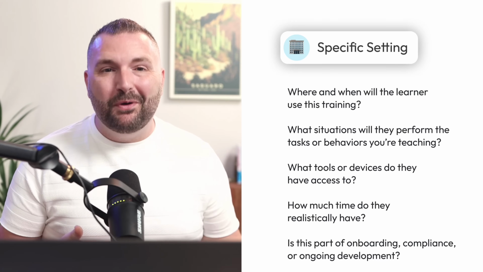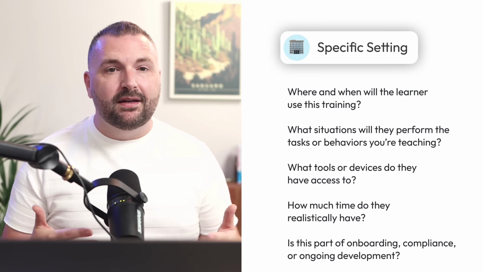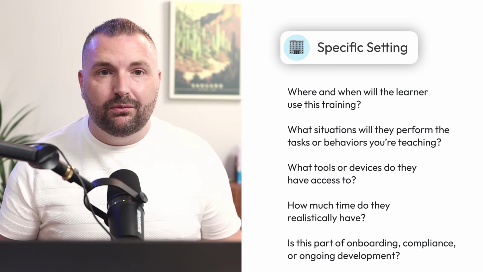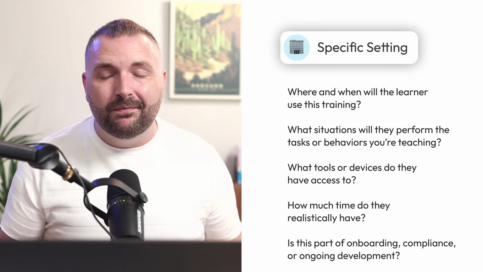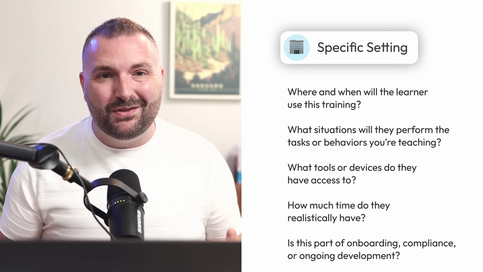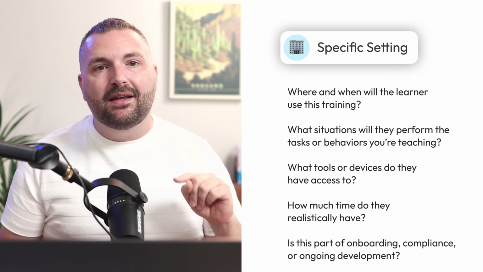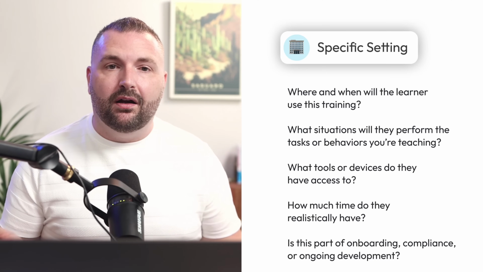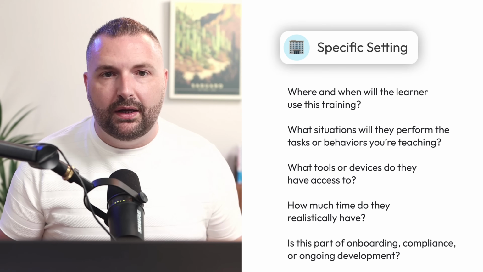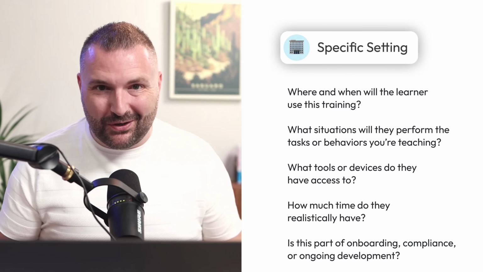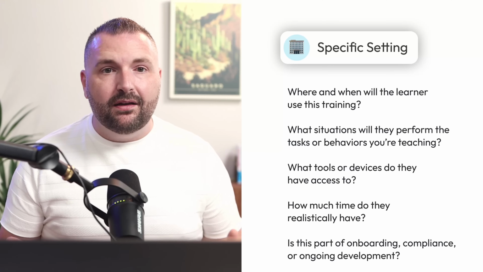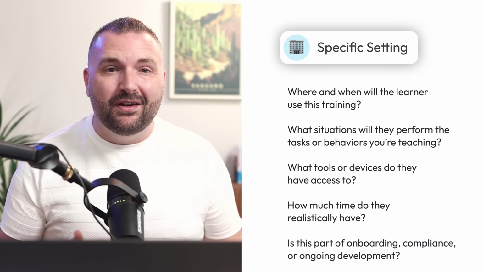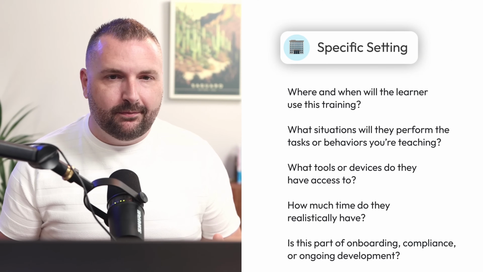So let's keep going with our retail example. You might frame it as, it can be taken online whenever it fits into someone's schedule. Well, that doesn't really tell us a whole lot. Instead, we might say the setting is a busy retail store during the holiday season. Learners can access the training on tablets in the break room during short breaks. Now, that paints a much clearer picture. It tells us what the environment is like, what challenges learners might face, and how they'll actually take the training.